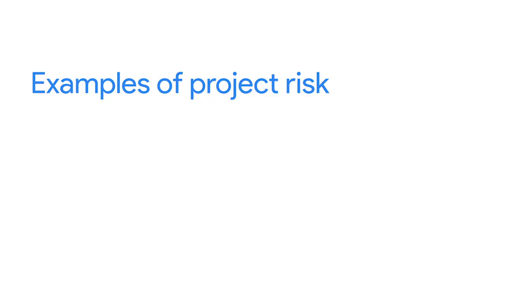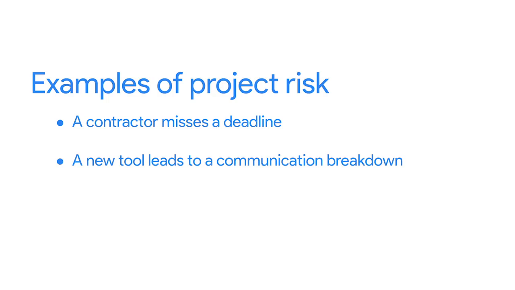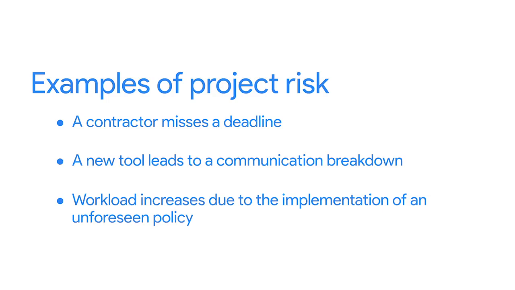A project risk might be a contractor missing a deadline, or introducing a tool that may lead to communication breakdown within your team, or unexpected additional work because of an unforeseen policy being put in place. When any risk occurs, the consequence is a change to the project plan.